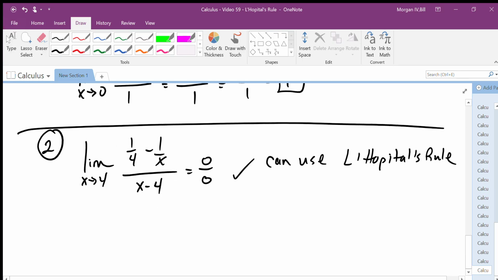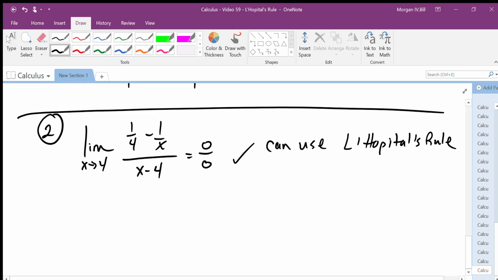To do so, we'll take the derivative of the numerator, the derivative of the denominator. So this is equal to the limit as x goes to 4. The derivative of 1/4 is 0, minus the derivative of 1 over x, which is negative 1 over x squared, over the derivative of x, which is 1, and the derivative of 4 is 0.